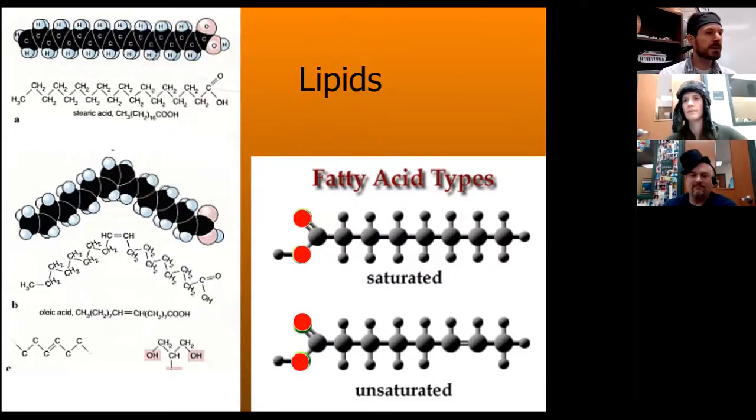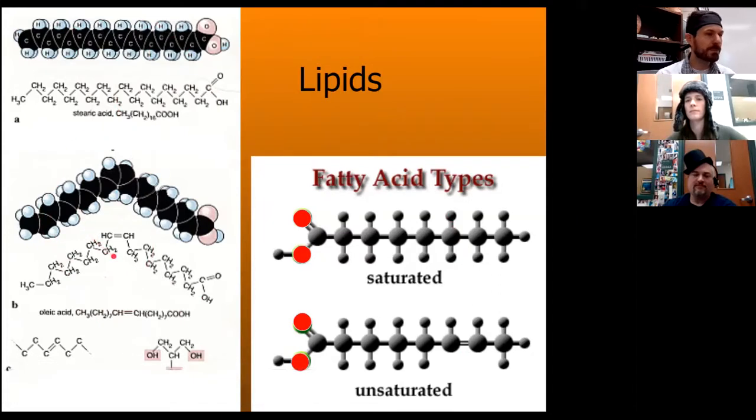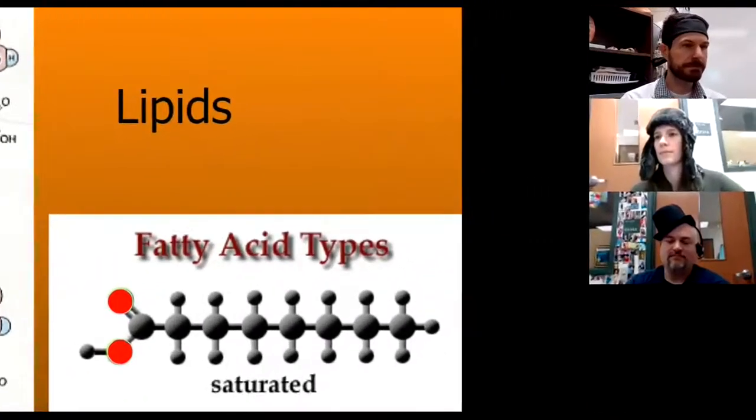So saturated fats will be solid at room temperature. Things like butter and animal fat, lard, they're solid. The unsaturated fats tend to be oils, liquid at room temperature. And so again, that's a small difference that makes a big difference. We need all kinds of fats to some degree, but when watching your diet, the healthier fats tend to be the unsaturated ones.